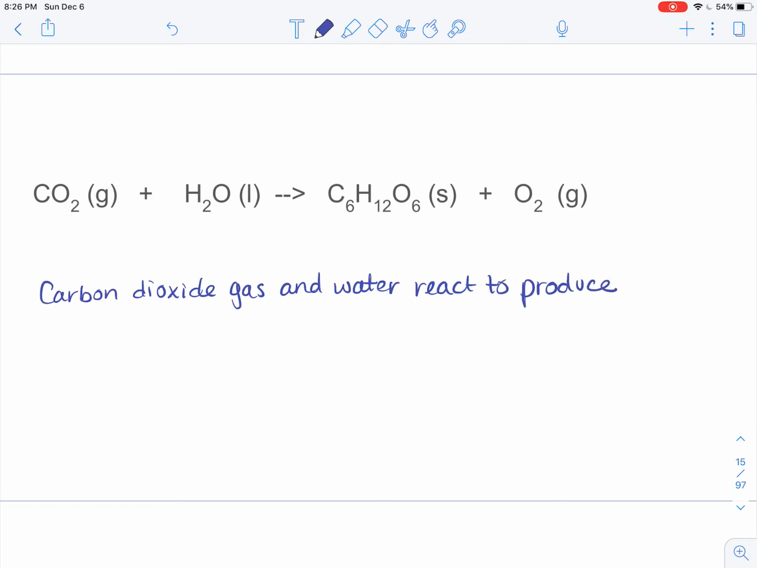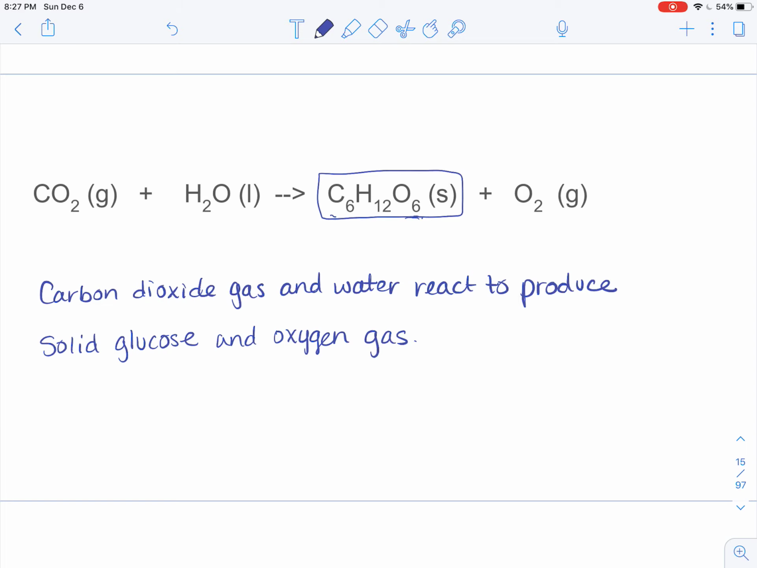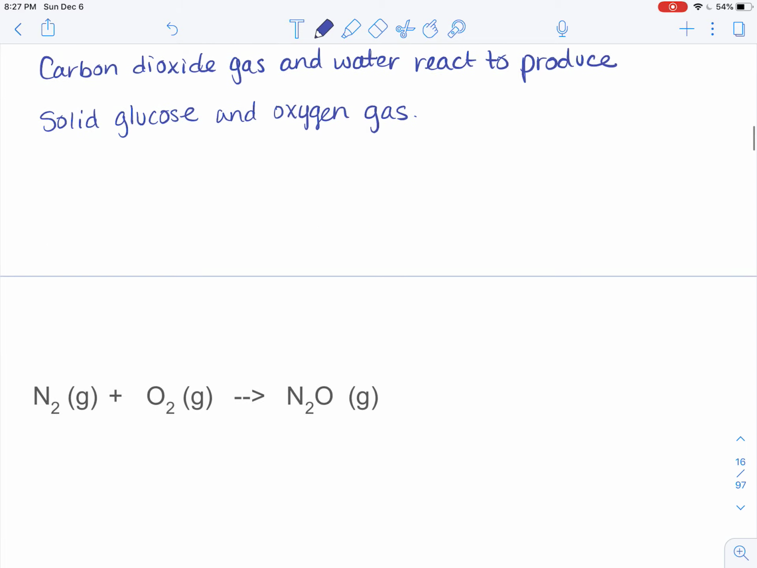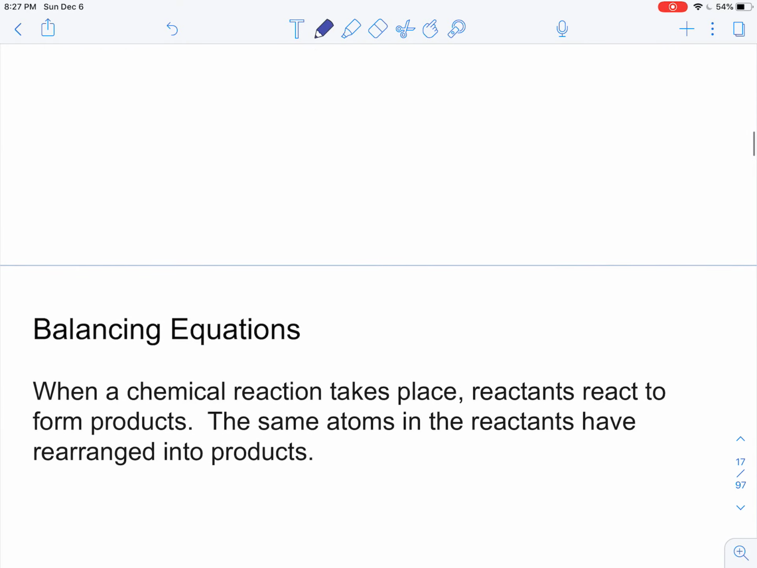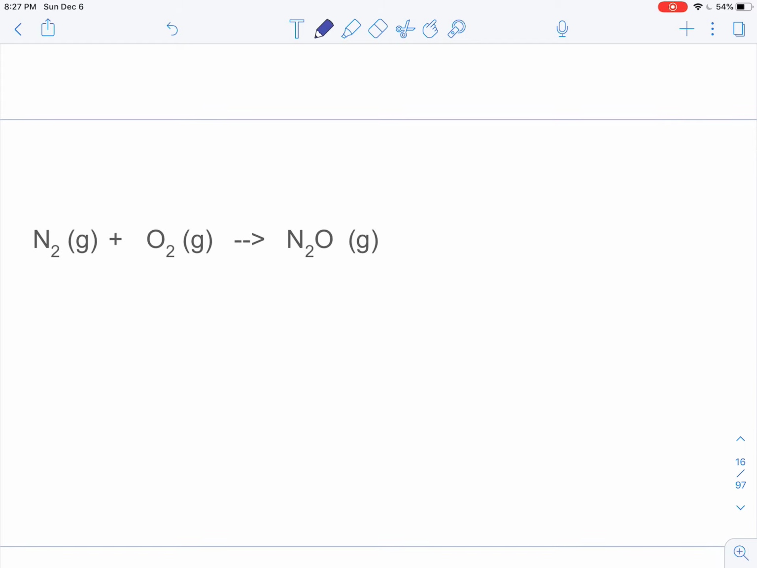C6H12O6. I will never give you a long one like this unless I think you know what it means. And I think you should know the name of this because, again, biology. So maybe some of you have forgotten, but C6H12O6 is glucose. So you're reacting to produce solid glucose, which is sugar, and oxygen gas. And you're done, right? These ones are a lot easier because you're just writing what's there. This will be our last one. And then the balancing equations that you see next, that'll be on your part 2 video.